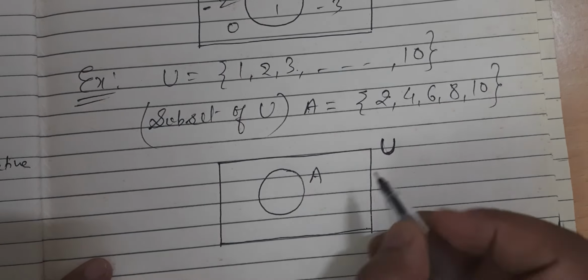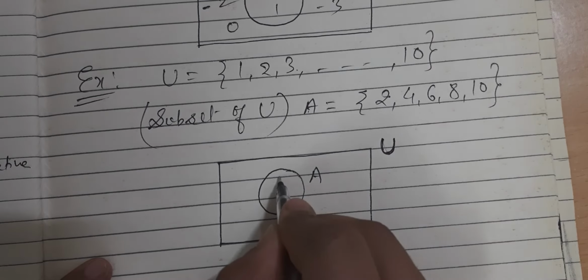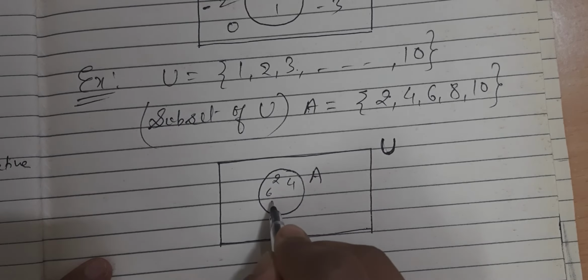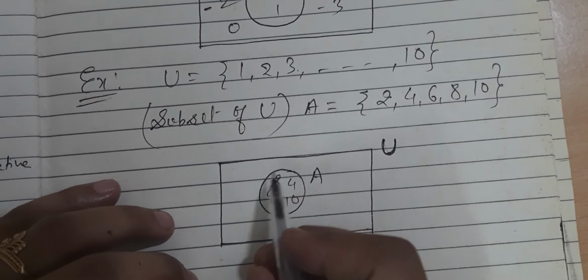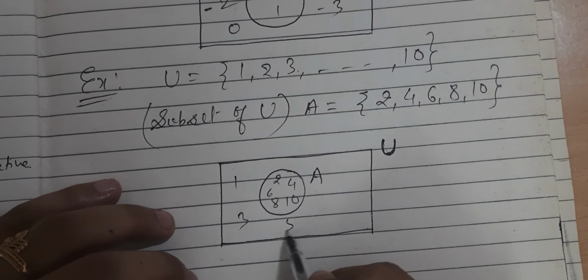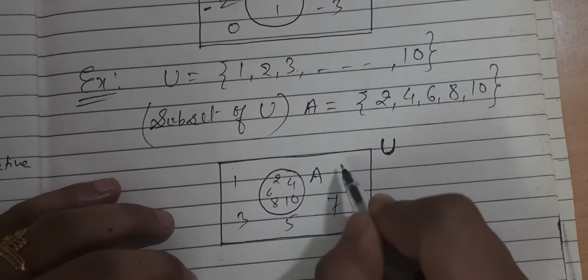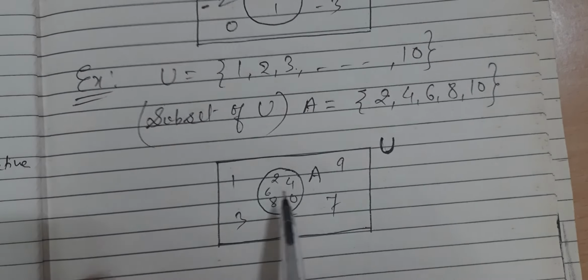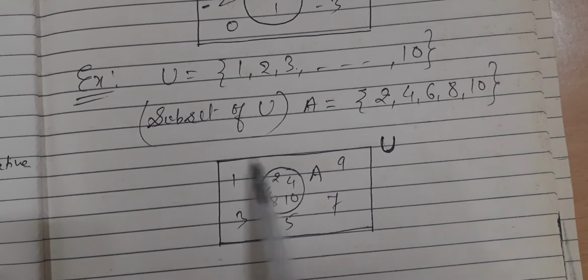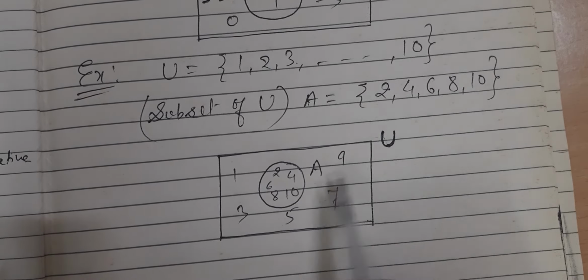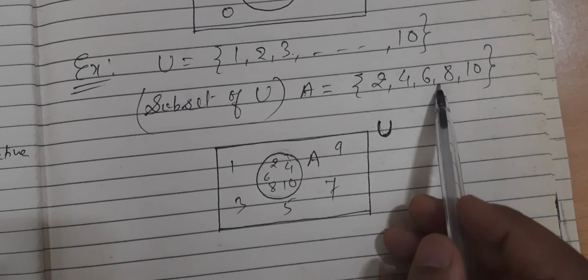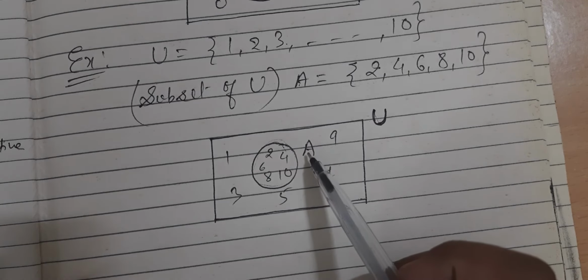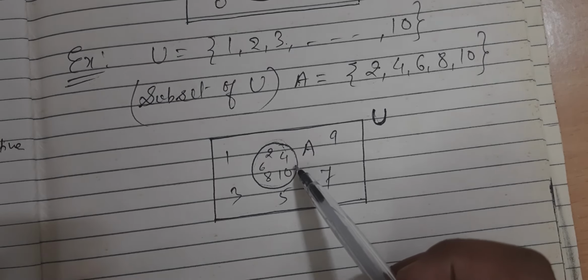This is set A, and elements of set A are 2, 4, 6, 8, 10, and the remaining elements are here: 1, 3, 5, 7, 9. Okay, so if you observe, you will find that in the universal set we have all the 10 elements, but in set A we have these elements only. So this is the way we can represent this universal set and set A. Okay, now take one more example.